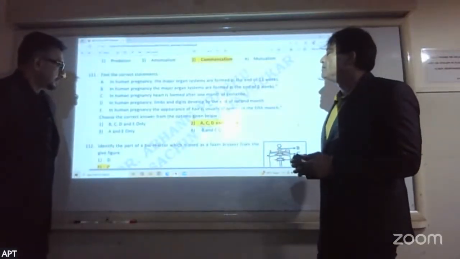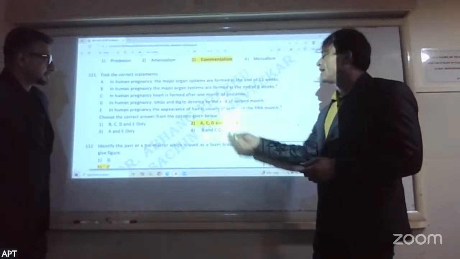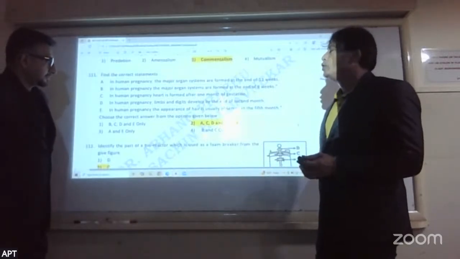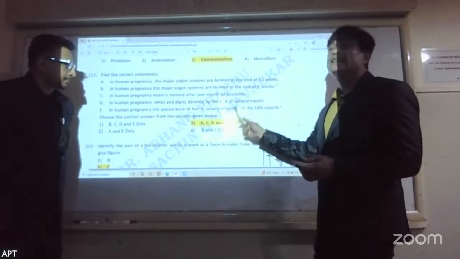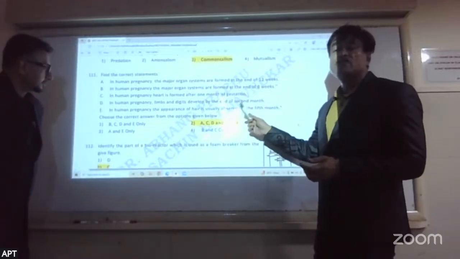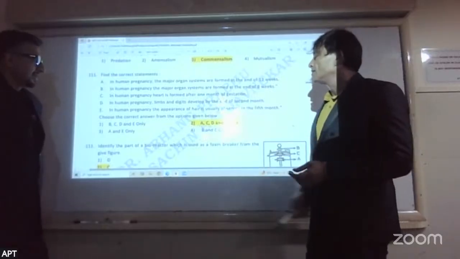Human pregnancy, limbs and digits develop by the end of the 2nd month. Yes, absolutely true. Human pregnancy, the appearance of hair is usually observed in the 5th month. E. All these are NCERT lines, straight line pickups from NCERT. So the answer is A, C, D, E.